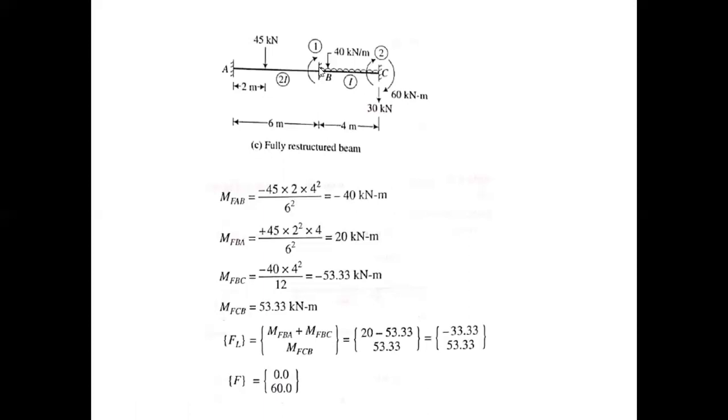In coordinate direction 1, nothing was applied, so it was 0, but in coordinate direction 2, a 60 kilonewton meter moment was applied. So we'll simply put the value of F2 is equal to 60. I think this should be clear to everyone.